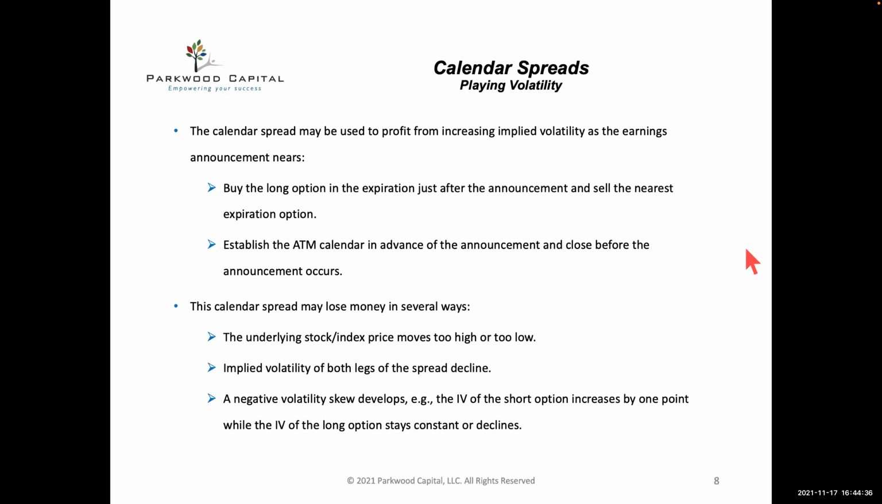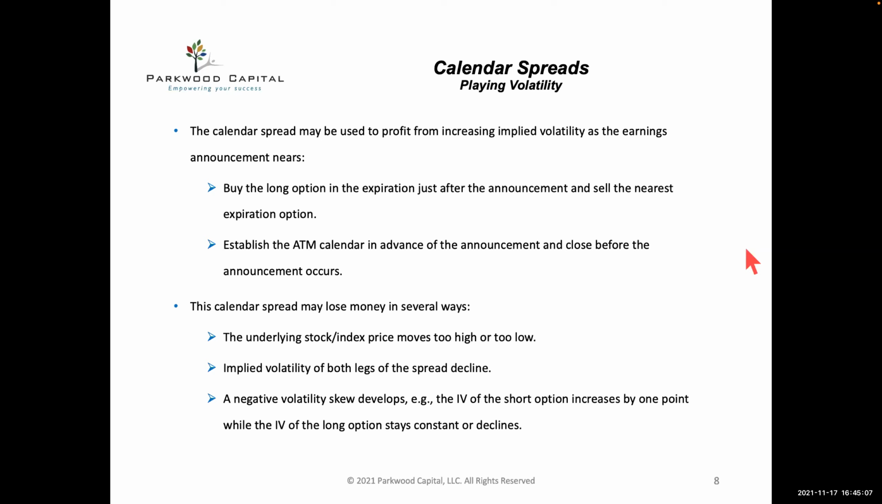So that brings us to the question, why couldn't we just use calendar spreads to play volatility? If you think volatility is going up, this is a very good way to profit from that. Typically, the most common prediction we might have is for increasing volatility as we have an earnings announcement coming closer. So what you typically do is buy the long option in the expiration that's just after the announcement.